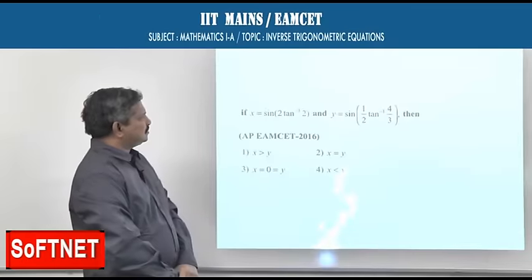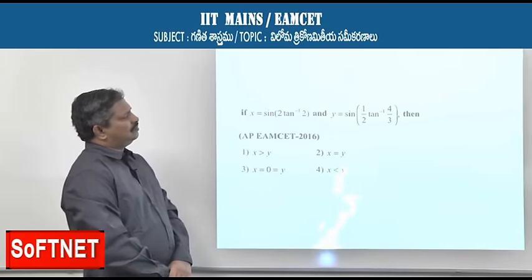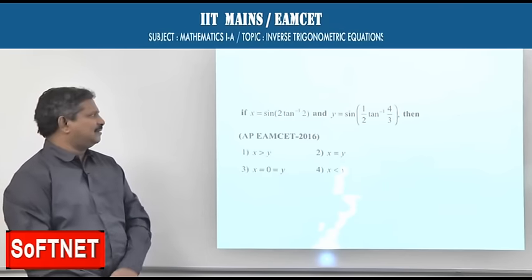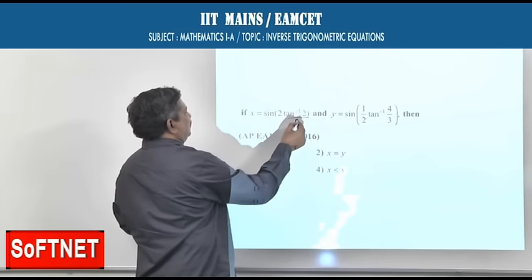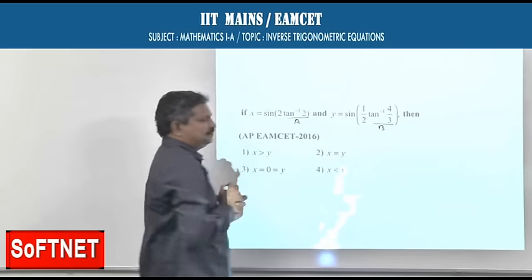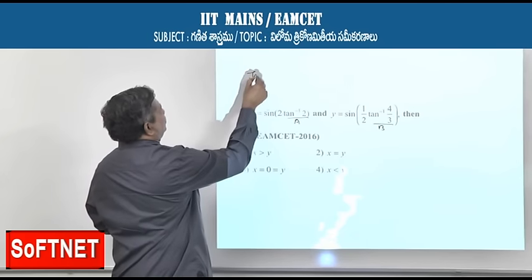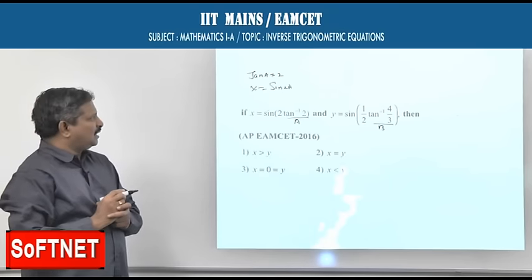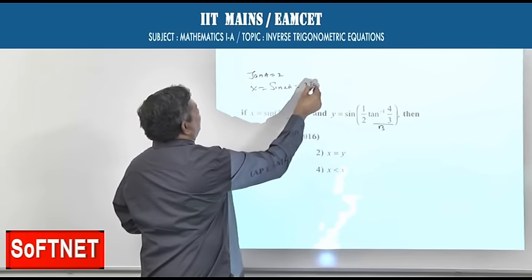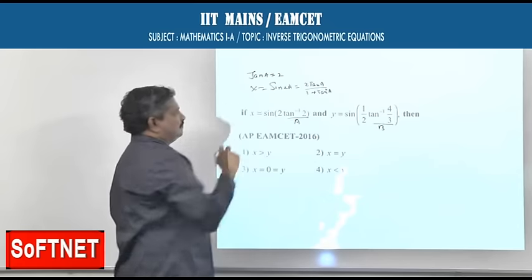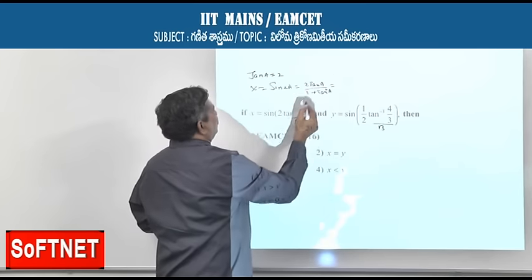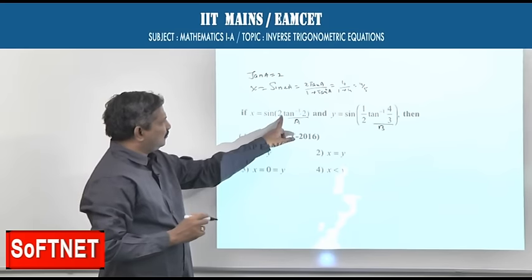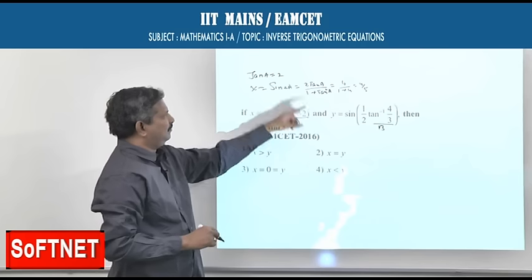Next question, EAMCET 2016: x equal to sin of 2 tan inverse 2, y equal to sin of 1 by 2 tan inverse 4 by 3. Then, is x greater than y, x equal to y, x lies between, like that they have given options. First, you take this as A, and this you take as B. That means tan A is 2, x equal to sin 2A. We know that sin 2A is 2 tan A by 1 plus tan square A. So, 2 into 2 is 4, 1 plus 2 square is 5, so 4 by 5. I got the x value directly.